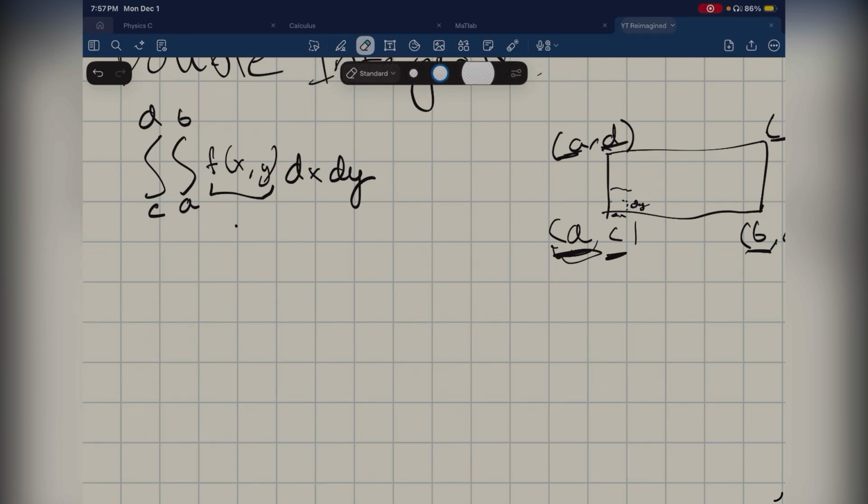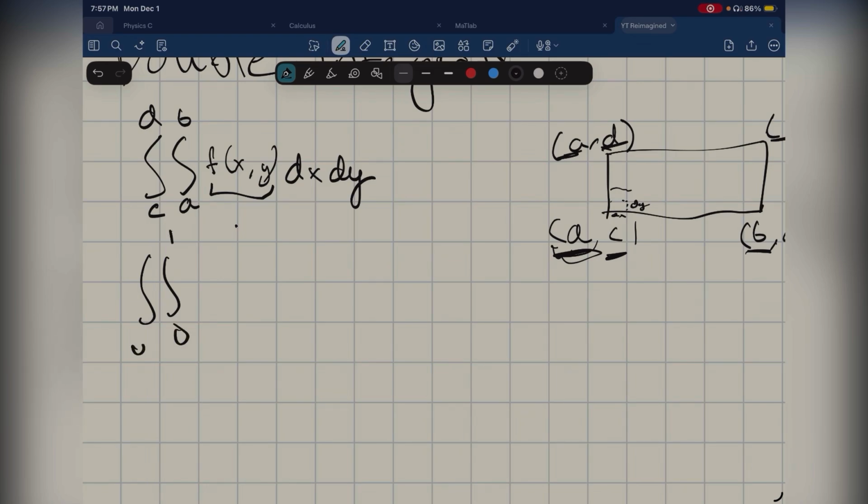What you do is similar to partial derivatives that you learned at the start of the year. You're going to integrate with respect to x first, treat y like a constant, and plug in your x values. Then you do that with y. So let me show you an example to get it more concrete.